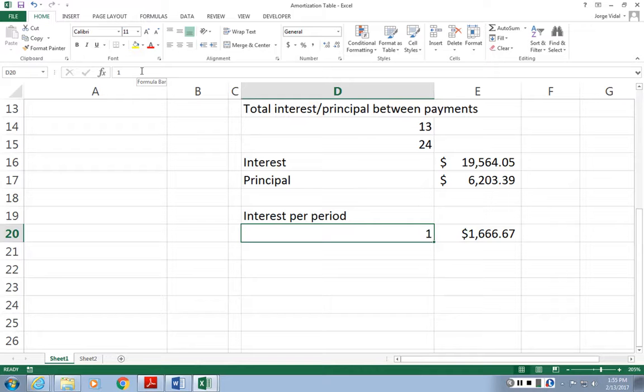And compare that to the last payment, 360. See, only $9. But in your first payment, a lot of interest. Again, why? Because your balance is large in the beginning. It's going to be very small in the end.